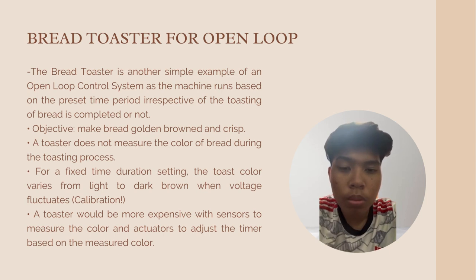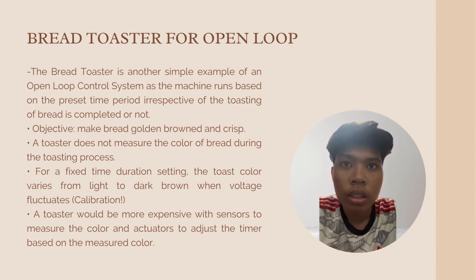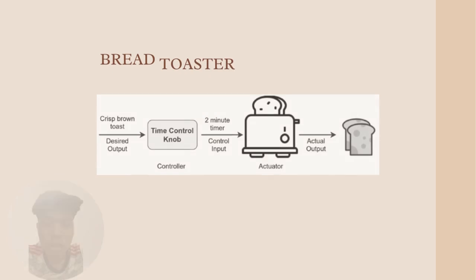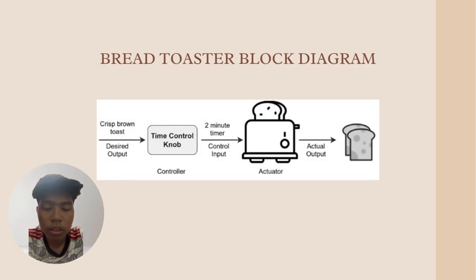A toaster would be more expensive with a sensor to measure the color and an actuator to adjust the timer based on the measured color. In the figure shown below, it is an example of a block diagram for the bread toaster.